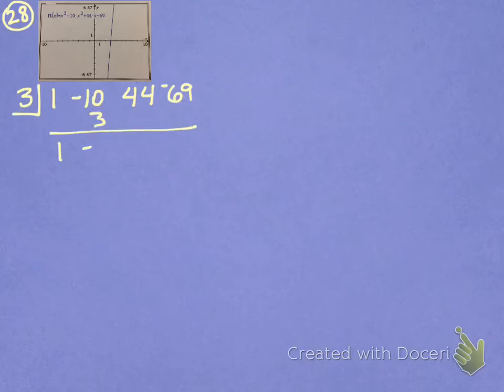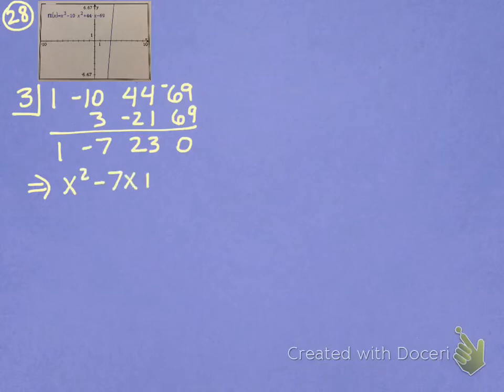1 down, 3 up is negative 7. 3 times negative 7 is negative 21. That gives us 23 when we add. Multiply up, we get 69, which confirms what our graph told us, and that is that 3 is a 0. Our synthetic division tells us that x squared minus 7x plus 23 is a factor. So let's go to some scratch paper to figure out what zeros we have with that quadratic, because it's clearly not factorable. So we'll rewrite it here for our reference.